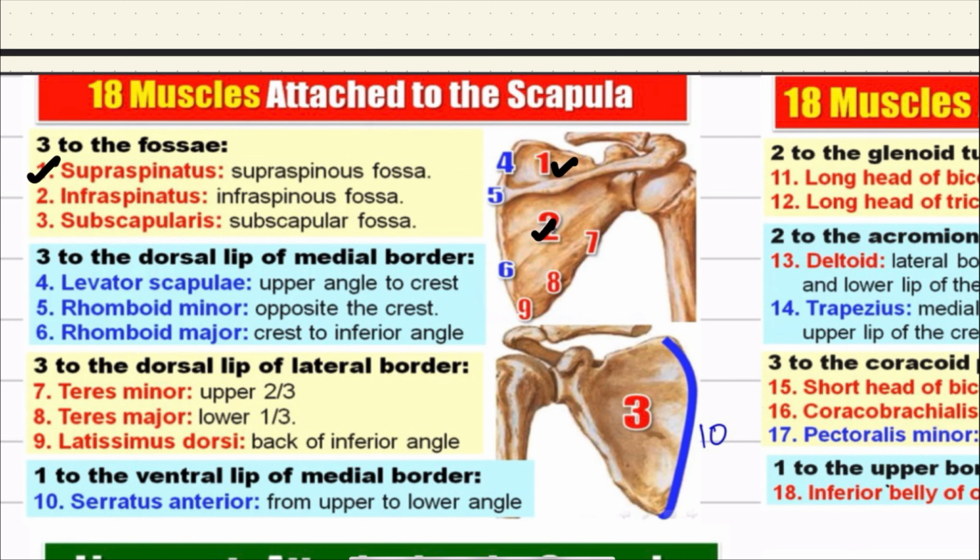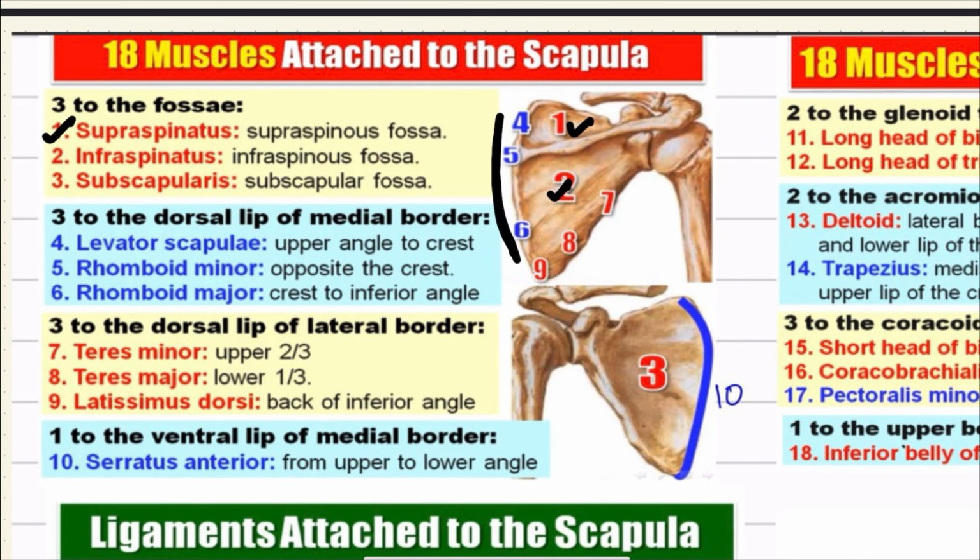Now we have three muscles that are actually attached to the dorsal lip of medial border, that is here. Okay, so the fourth one is the levator scapulae, that's on the upper angle. Then rhomboid major and rhomboid minor. अगर आप देखेंगे rhomboid minor is actually in the middle, or at the end of the spine, whereas the sixth, rhomboid major, is on the crest to inferior angle.